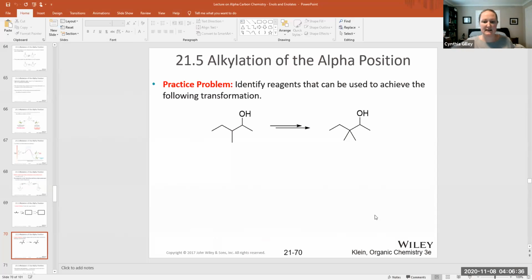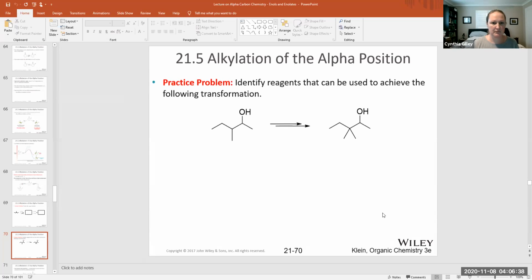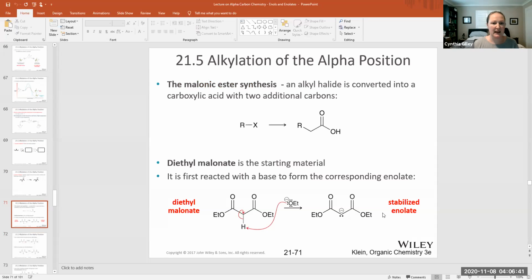Okay, let's go back to the slides. And we're now going to be continuing with alkylation at the alpha position, but we are going to be talking about a reaction that converts an alkyl halide to a carboxylic acid. Notice that we are going to be forming a new carbon-carbon bond, and we are going to be adding 2 additional carbons, and doing the functional group conversion of an alkyl halide to a carboxylic acid. So those are all important parts of this reaction.